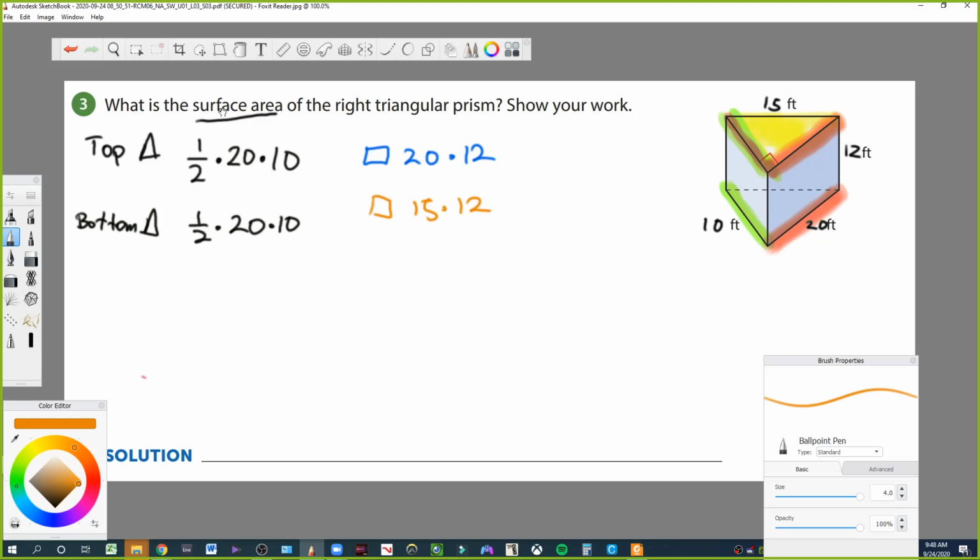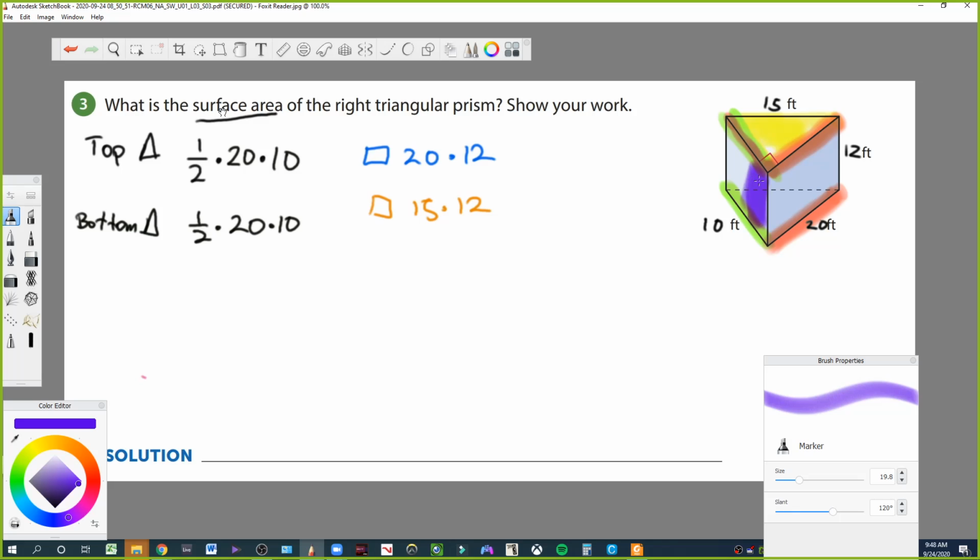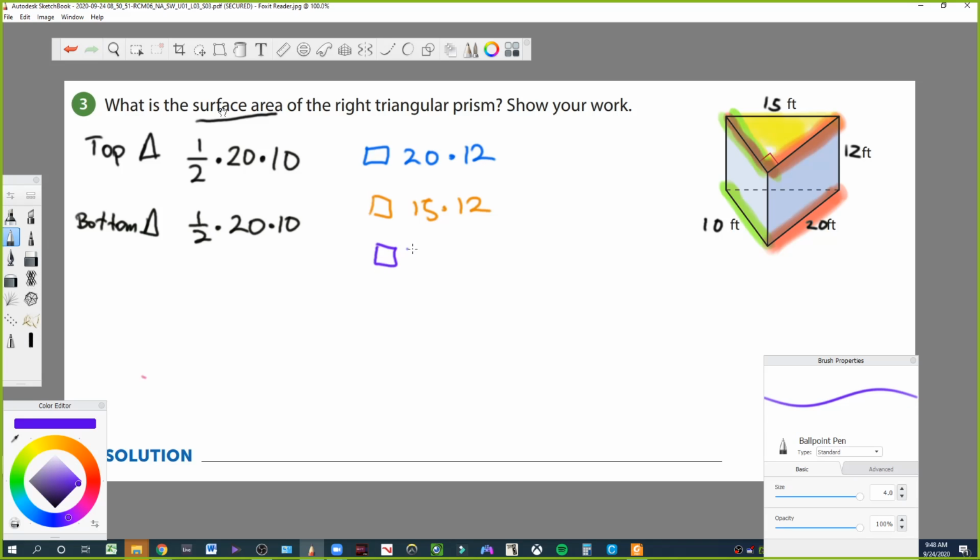And then my last rectangle, let's do it purple because I like the Lakers and they have purple. So the left rectangle right here, the base is already there, which is 10. We just don't have the height. But the height is the exact same thing as the one over here. So if this is going to be 12, that means this is going to be 12. So for this one, it's going to be 10 times 12.